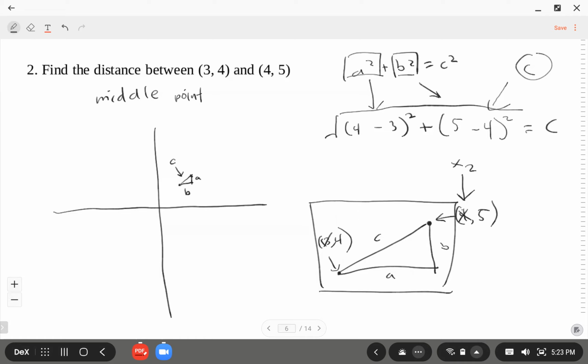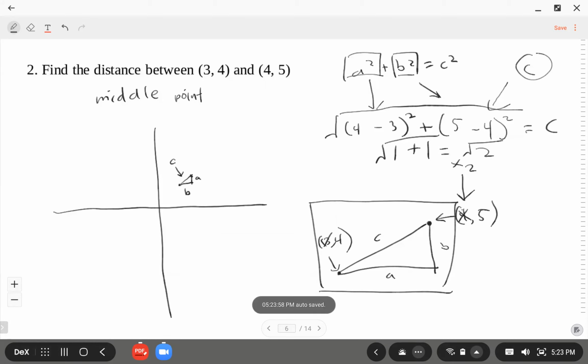And then we have to solve the formula, okay? So this will be very easy because these are very easy numbers to work with, okay? So 4 minus 3 would be 1, right? And 1 squared would be 1, right? And then 5 minus 4 squared is 1 squared also. Then we can simplify just to 1 plus 1. And add in the square root, this actually equals square root of 2.